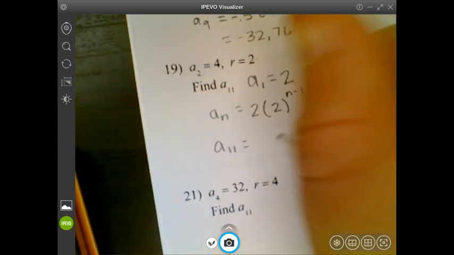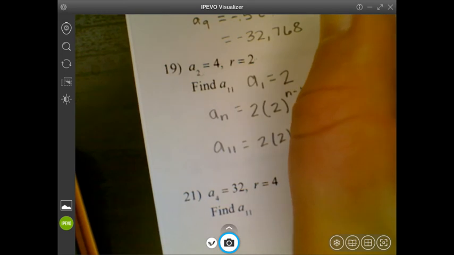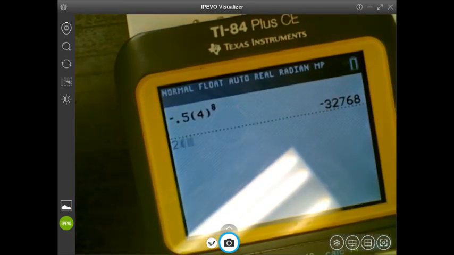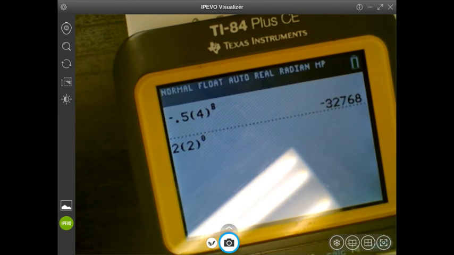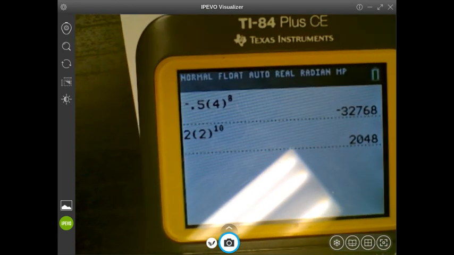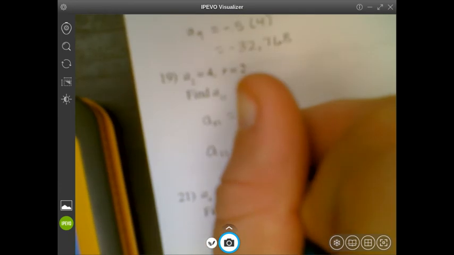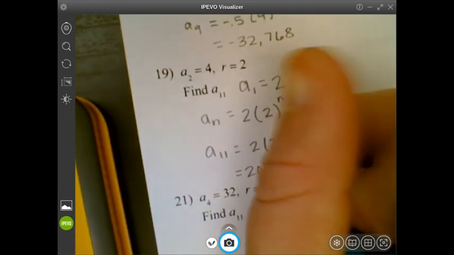And we're looking for the 11th term. So a sub 11, 2 to the 11 minus 1. So power of 10 for 11 minus 1. You could write in there 11 minus 1, right? Either way is fine. So 2048.